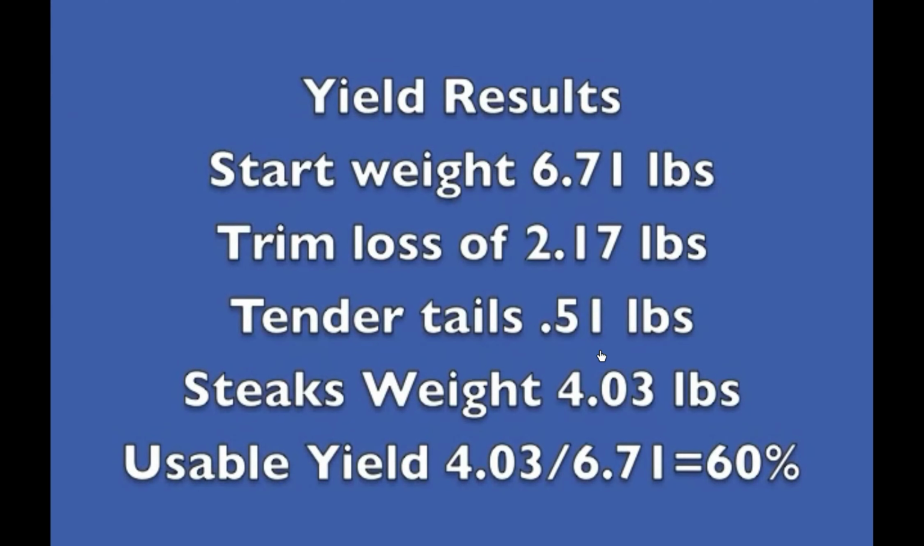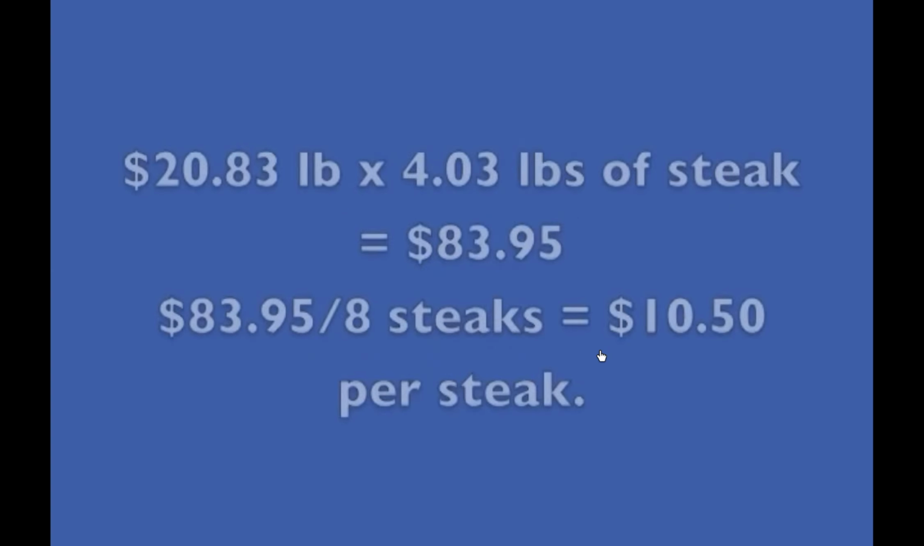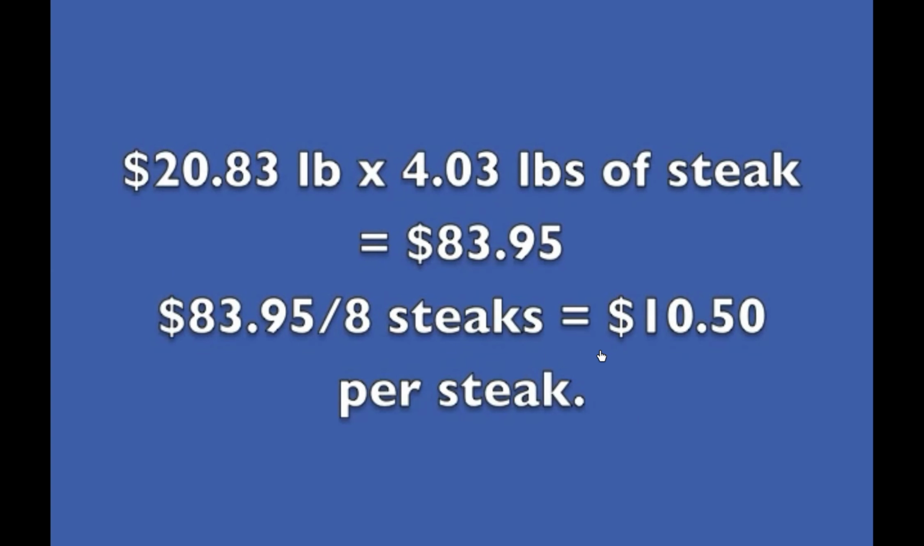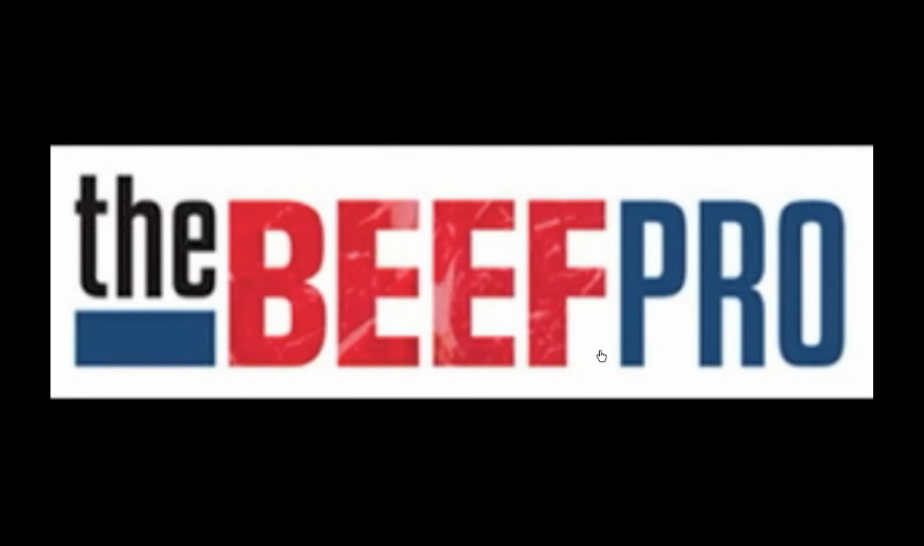So let's go ahead and do our yield calculation now to see what our food cost is for restaurant operators. You take your start weight and you subtract your trim loss, your tender tails, and your steak weight, and you'll get a usable yield of 60%, which you get by dividing your end weight by your beginning weight. If you know you have a 60% usable yield, if you paid $12.50 a pound for the tenders, and you divide that by 0.6, you'll get $20.83. $20.83 times 4.03 pounds of steaks equals $83.95. Divide that by 8, you paid $10.50 per steak. And I hope you'll go enjoy a beef tenderloin steak.